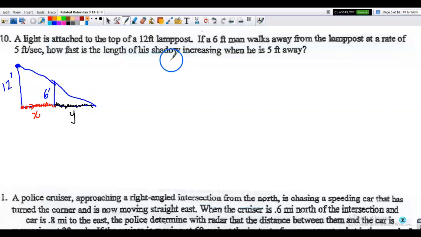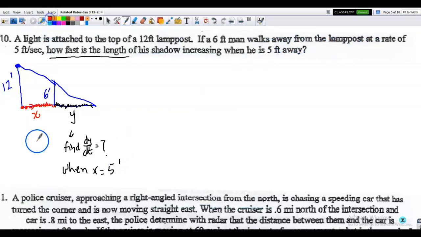Question. So if I use these variables, how fast is the length of his shadow increasing when he is 5 feet away? So they want me to find dy/dt, because the length of a shadow is y, so the rate of a shadow is dy/dt. That's an x value when x equals 5 feet. And they said he's walking away from the lamppost at a rate of, so his rate of walking, the dx/dt, is 5 feet per second.